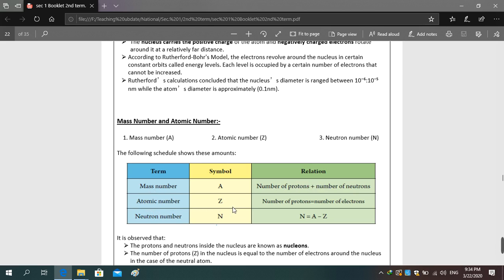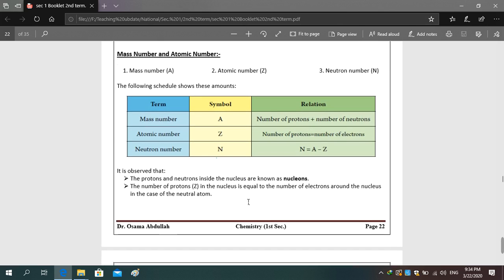We also have the atomic number, symbol Z, which represents the number of protons, which equals the number of electrons. Both protons and electrons are equal in number in each atom. That's why the atom is electrically neutral. The neutron number with symbol N equals the mass number minus the atomic number.